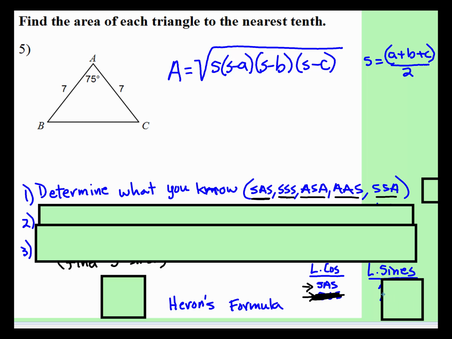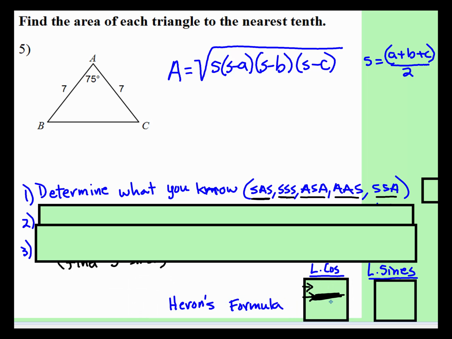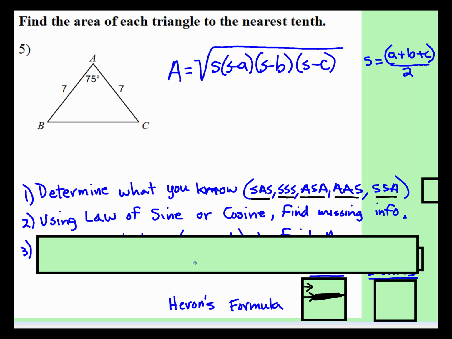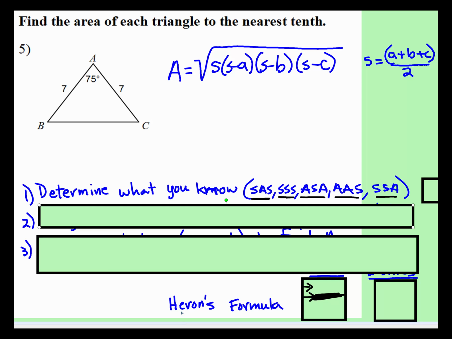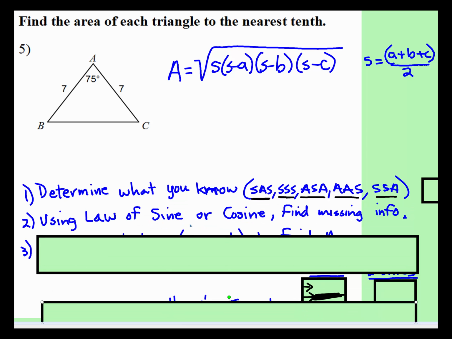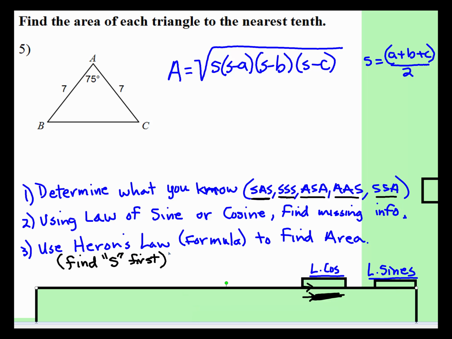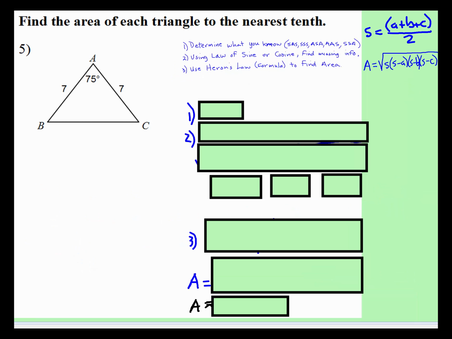So you determine what you know. Then you use law of sines or cosines to find the missing info. And then you're going to use Heron's law or formula to find the area. But you'll first have to find S. And remember, here's the formula, and this is how you find S. So let's get started on this example.